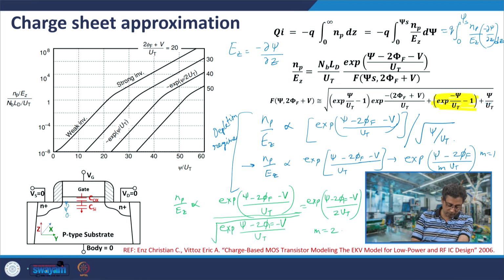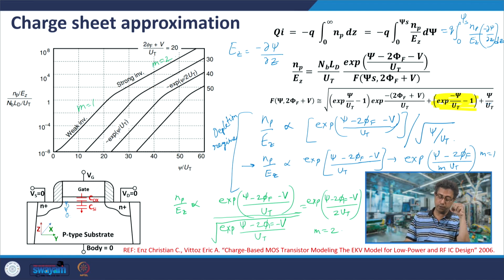Therefore, you find that when strong inversion sets in, for larger values of chi by ut, you have a smaller slope here. This is a logarithmic scale. In the weak and moderate inversion you have a larger slope, and in strong inversion you have a smaller slope.